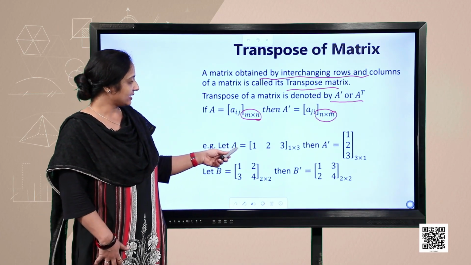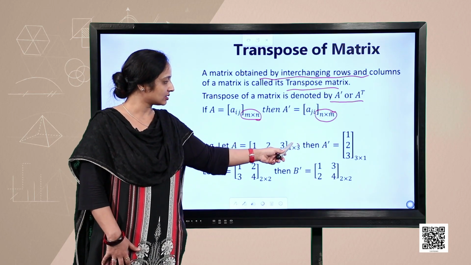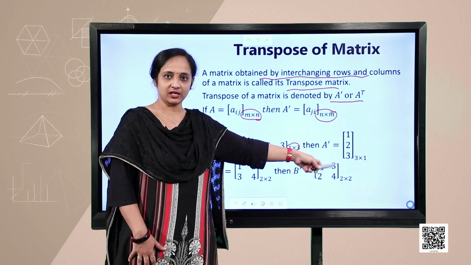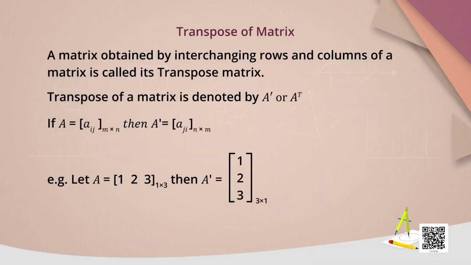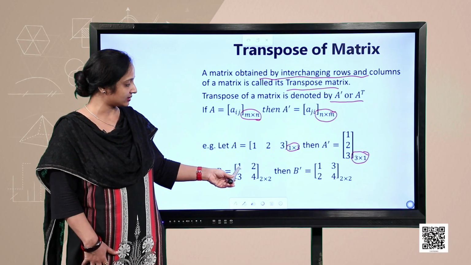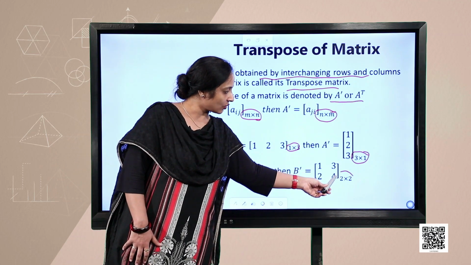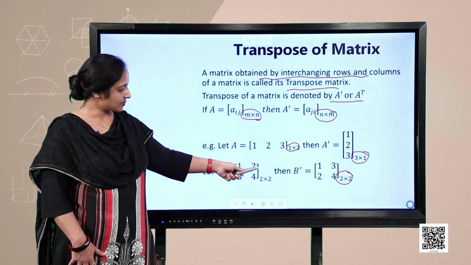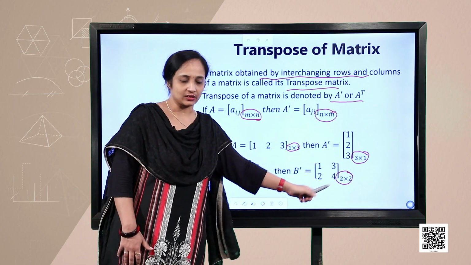For example, let me take A as a row matrix 1, 2, 3. Its order is 1 by 3. So if I take its transpose, it becomes a column matrix and its order gets reversed, it becomes 3 by 1. So let me take one more matrix, B matrix. It is a square matrix. It has two rows and two columns. So when you take its transpose, its order is not going to be affected. But still you have done its transpose by making its first row its first column, its second row its second column.